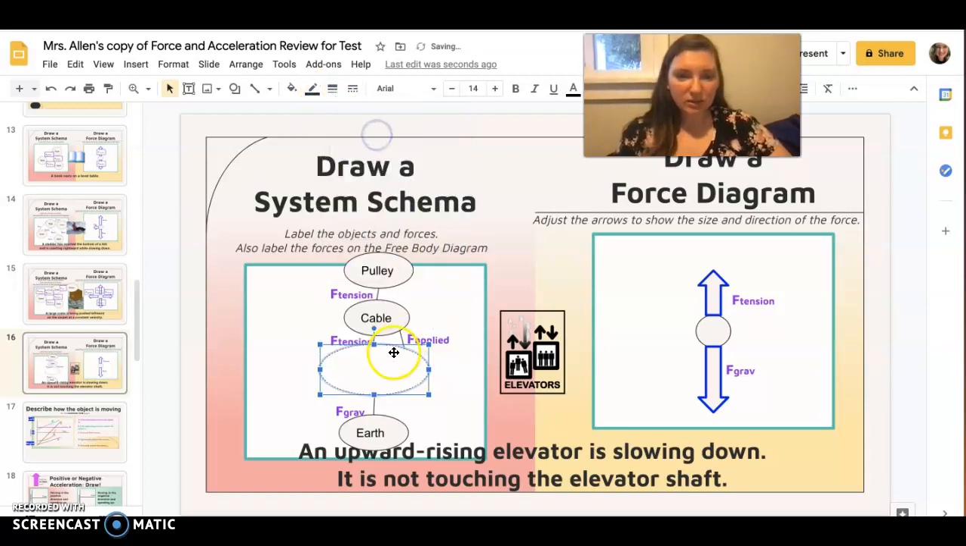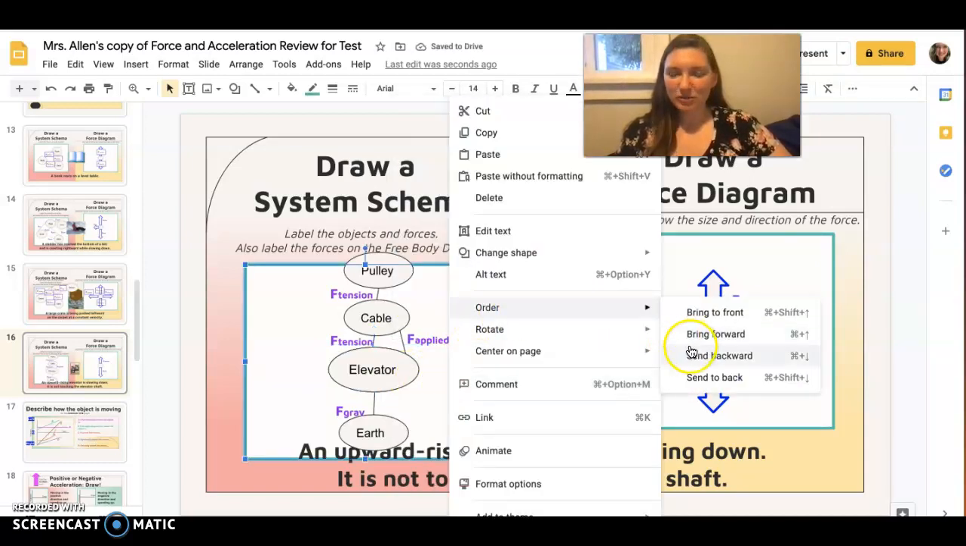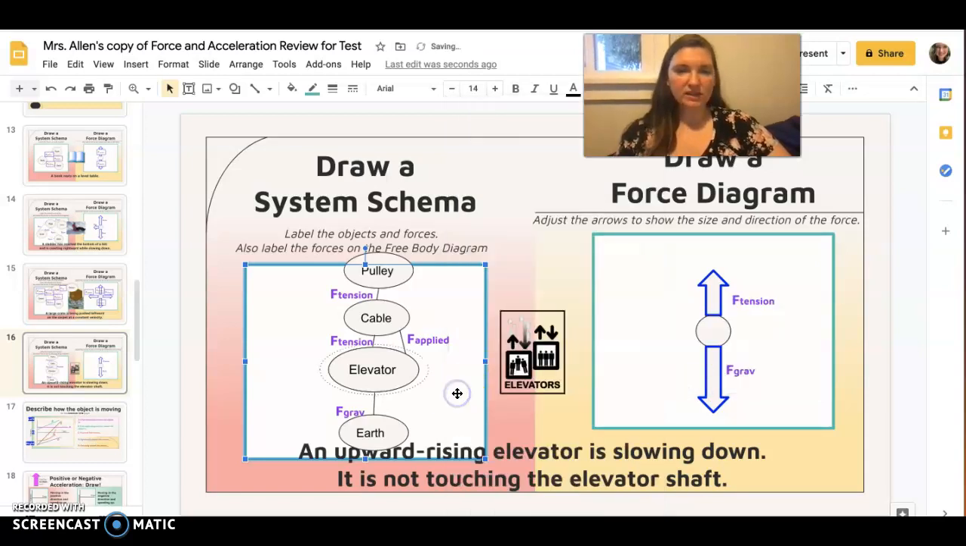Let's make this dotted line real quick. And I'm going to send it to back. Oh, not that far back. Sorry. Bloopers. Okay, now you can see it.